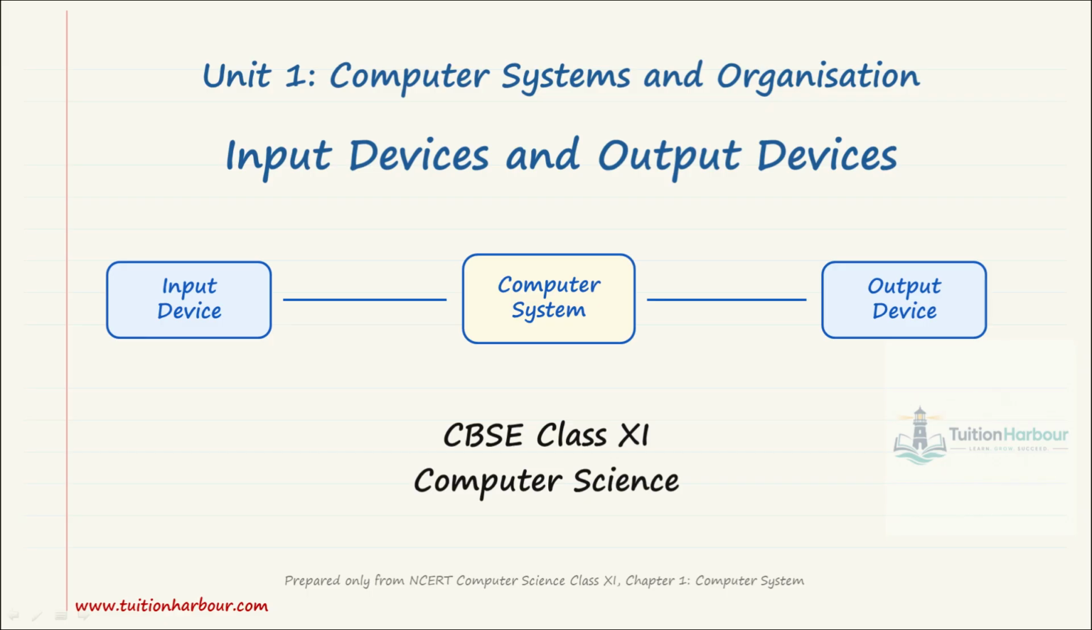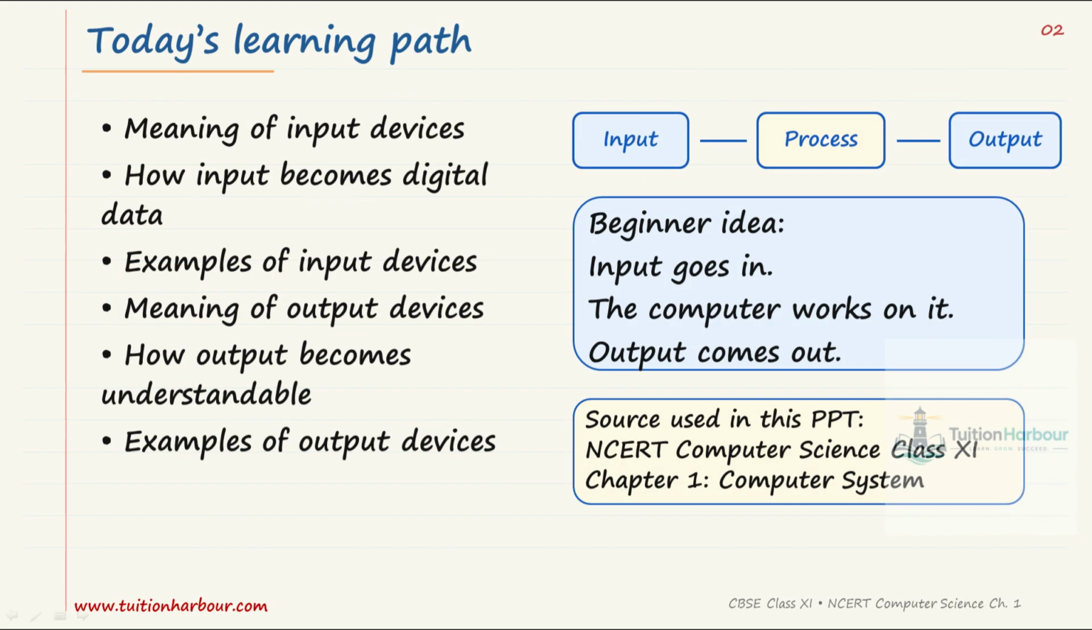In this lesson, we will study input devices and output devices. You will learn how data enters a computer, how it becomes digital data, and how the result is presented to the user. The basic flow is input, process, and output. Input goes into the computer. The computer works on it, and output comes out. We will learn the meaning of input and output devices and study common examples.